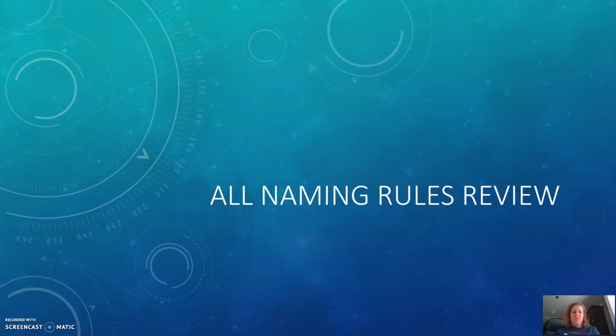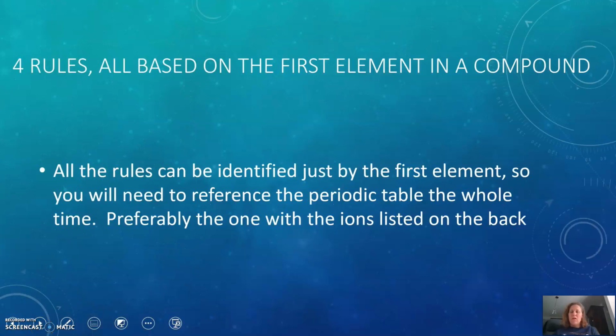All right, here's all the rules, all in one spot. Okay, so all four different rules are identified by the first element. So really you need a periodic table, and preferably the one that has the backside on it. Or get a new periodic table, or I don't care.